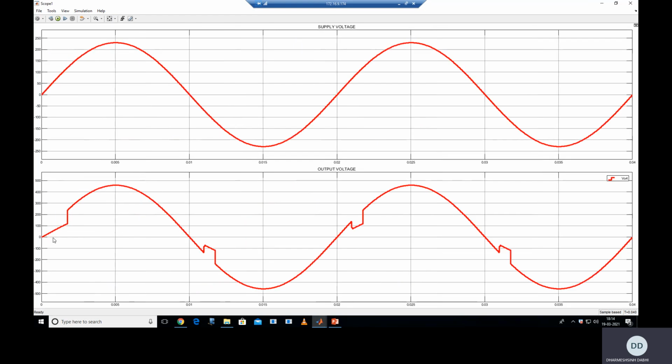Now if you clearly see this waveform from 0 to alpha, when T1 is conducting, it follows Vm sin omega t, and at alpha when you fire T1, it follows 2 Vm sin omega t. After pi, your T1 still remains conducting, so it follows 2 Vm sin omega t. And once the energy is released by this inductor, what will happen?